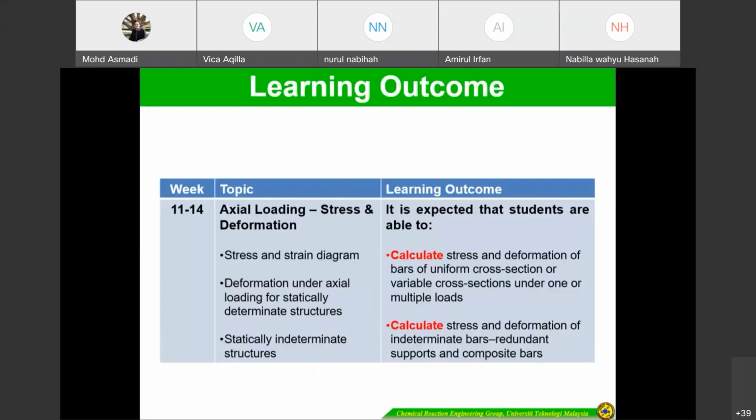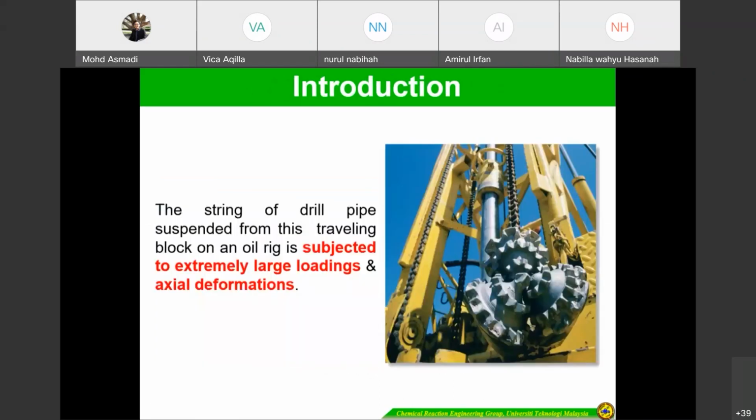What we are going to learn is stress and strain diagrams, and deformation under axial loading for statically determinate and indeterminate structures. I hope that later you can calculate the stress and also the deformations. As the background shows, the string of drill pipe suspended from this traveling block on an oil rig is subjected to extremely large loading and axial deformations.